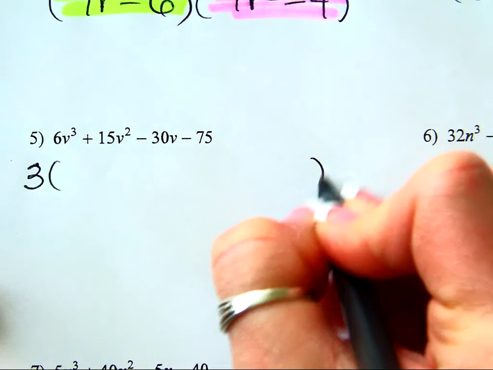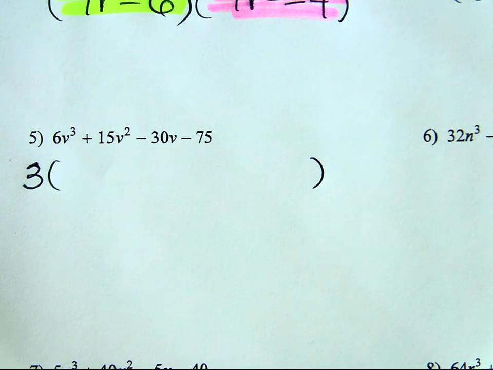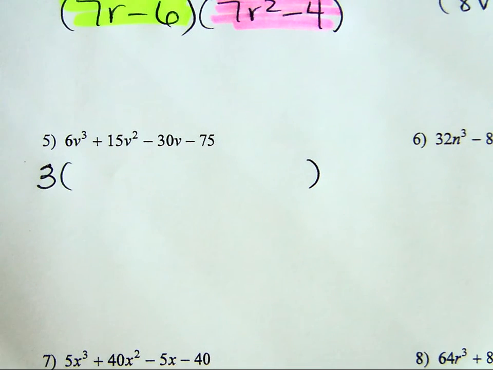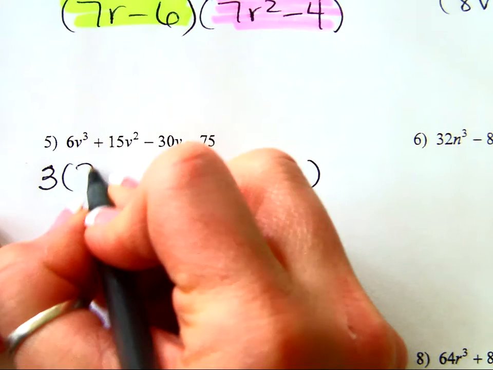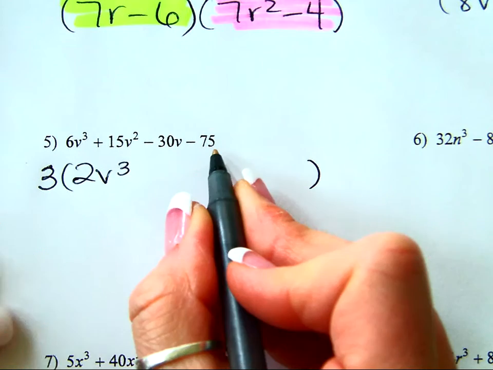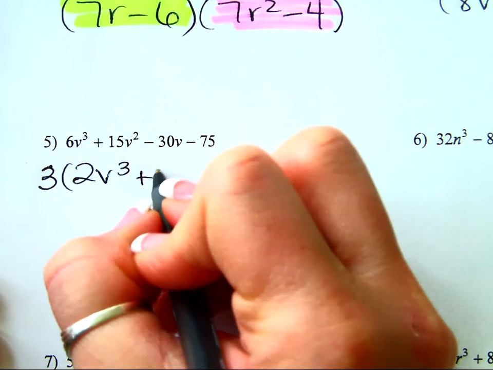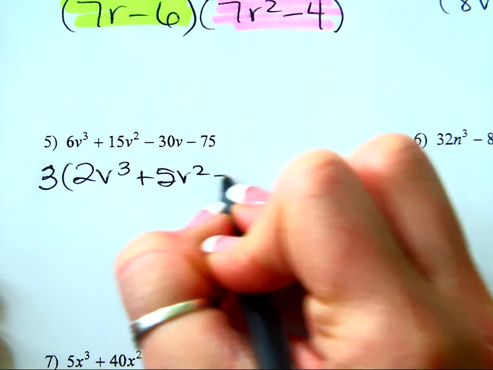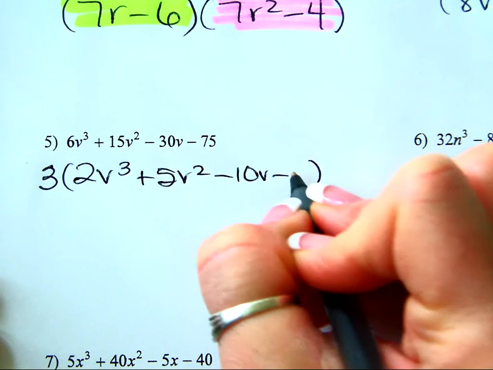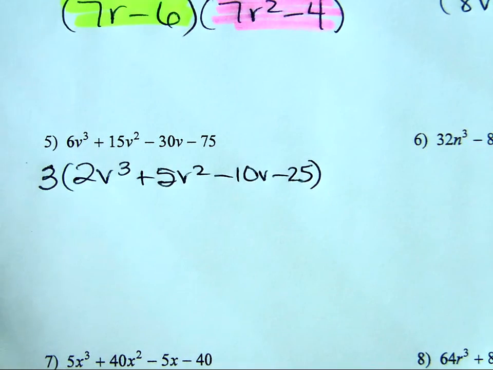Okay, and you know after you pull a 3 out, or the GCF, you have to write what's left in it. So we're going to have a 2v cubed, and I can't pull a v, right, because that one doesn't have any v. And then I'm going to have a 5v squared, a negative 10v, and a negative 25. Okay, now this is where it gets a little tricky, because after you're done with the GCF, the problem is just like any other problem. You just do the problem.